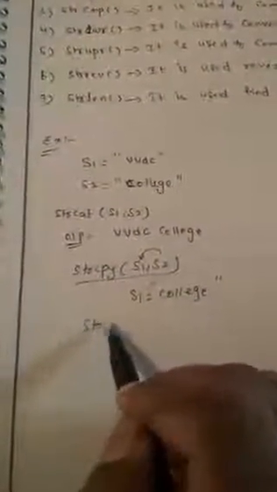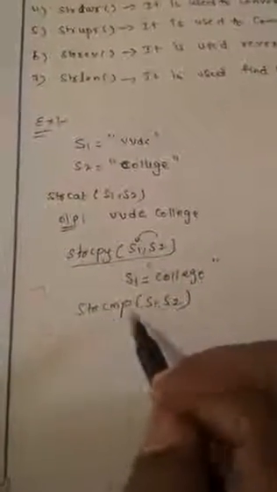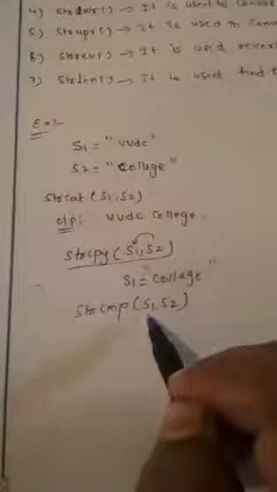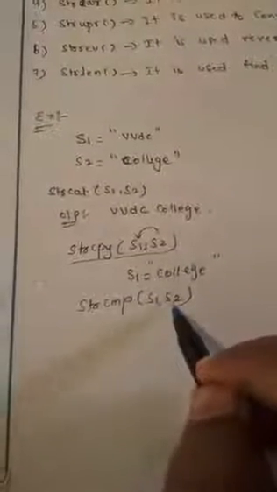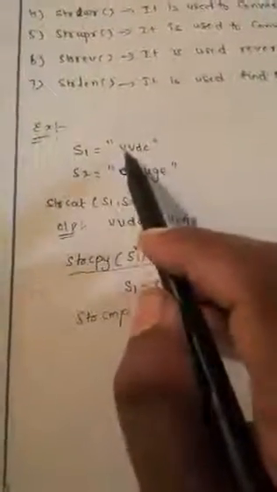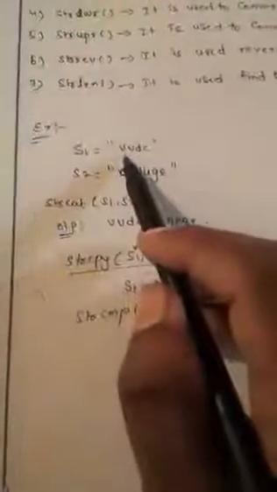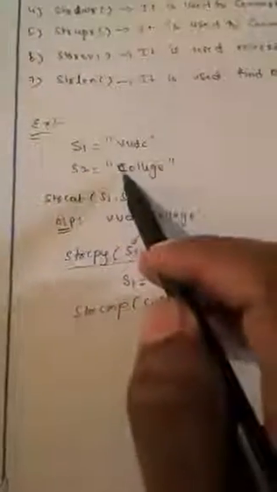Next, strcmp(s1, s2). There are two strings, s1 and s2. This function is used to compare two strings, which string is greater and which string is less. It compares based on alphabetical order. If you observe, the s1 string has vvdc, the s2 string has college. So in this, which is greater? V is greater than C.